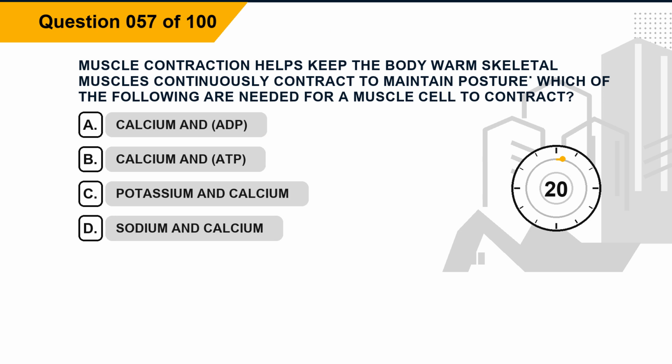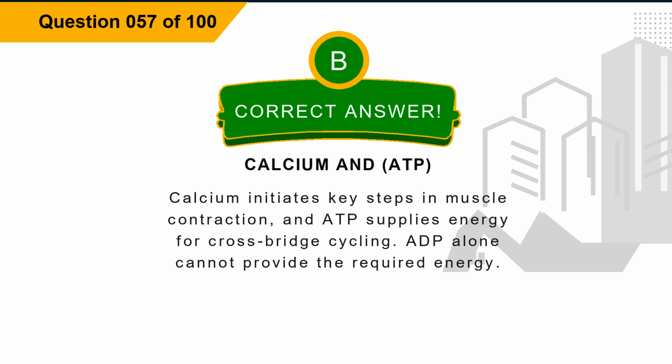Question 57. Muscle contraction helps keep the body warm. Skeletal muscles continuously contract to maintain posture. Which of the following are needed for a muscle cell to contract? Option A, calcium and ADP. Option B, calcium and ADP. Option C, potassium and calcium. Option D, sodium and calcium. The correct answer is option B, calcium and ADP. Explanation. Calcium initiates key steps in muscle contraction, and ADP supplies energy for cross-bridge cycling. ADP alone cannot provide the required energy.